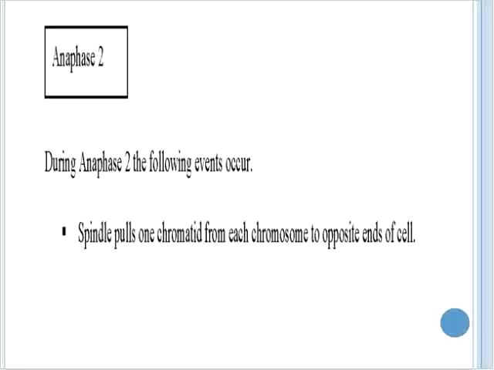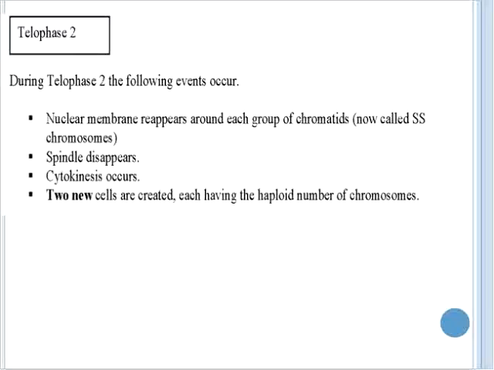With Anaphase 2, the spindle pulls a single chromatid from each chromosome to opposite ends of the cell. And Telophase 2, we see the following. The nuclear membrane reappearing around each group of chromatids, and they are now single-stranded chromosomes. The spindle disappears. Cytokinesis occurs. And two new cells are created, each of which has the haploid number of chromosomes.